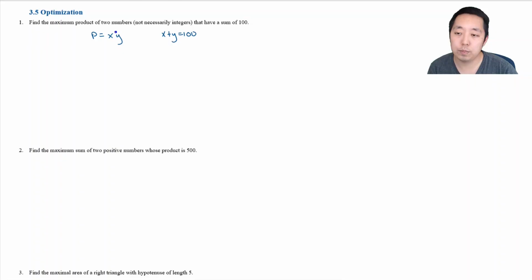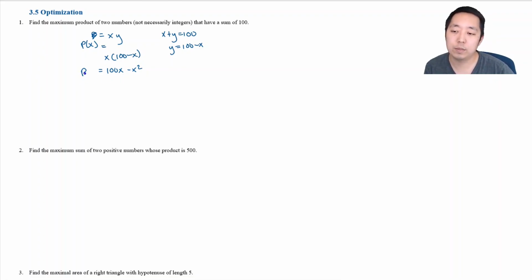So in this case, this is really a function p of x, or p of x and y in this case. To make this a single function of x, I can solve for y. y is 100 minus x. And so this is going to be x times (100 minus x), or I can distribute and get 100x minus x squared. Okay, so now this is good. Now I have a function I can maximize, and I'm going to attempt to figure out what the maximum value is.